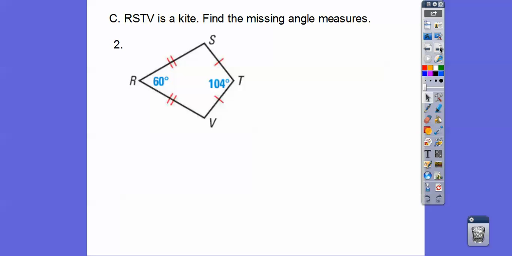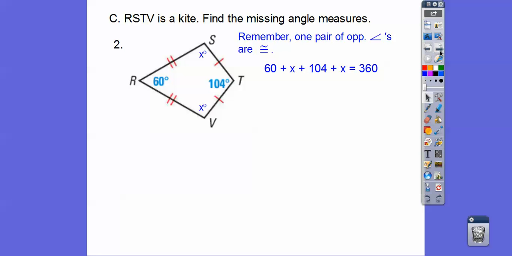Okay, so this time, these are the equal angles. The equal angles are between the two sides that are not congruent. So these sides are not congruent, these sides are not congruent. So these are my equal angles right here. Okay, so I'll put x's in there and then add them up to 360. Okay, and we get 98 degrees on that.